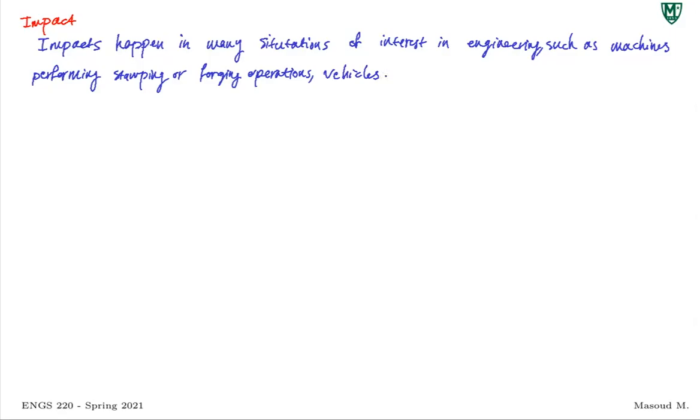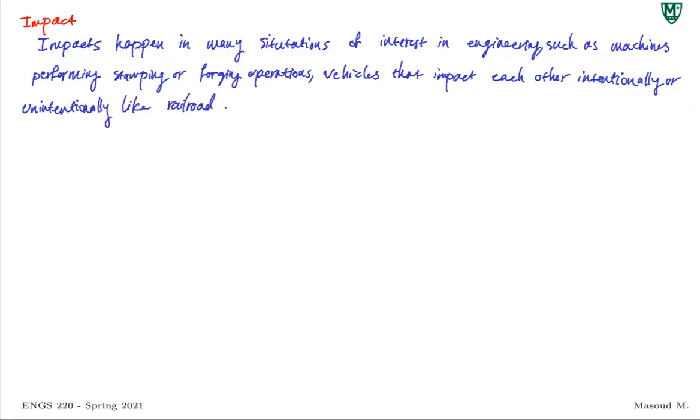vehicles that impact each other intentionally or unintentionally, like let's say railroad cars, or cars in accidents. So it does happen.